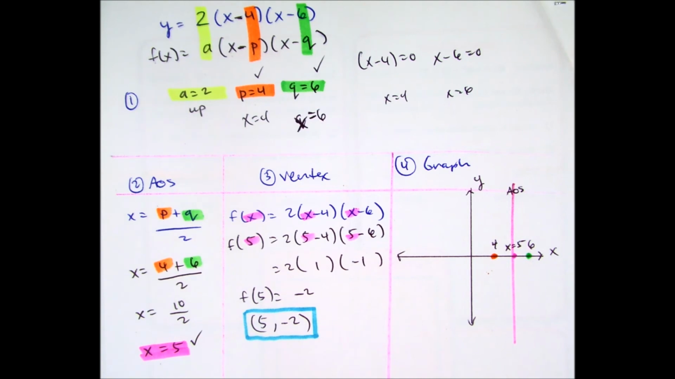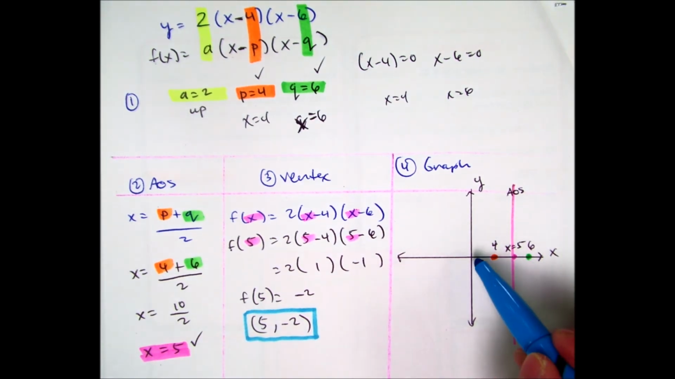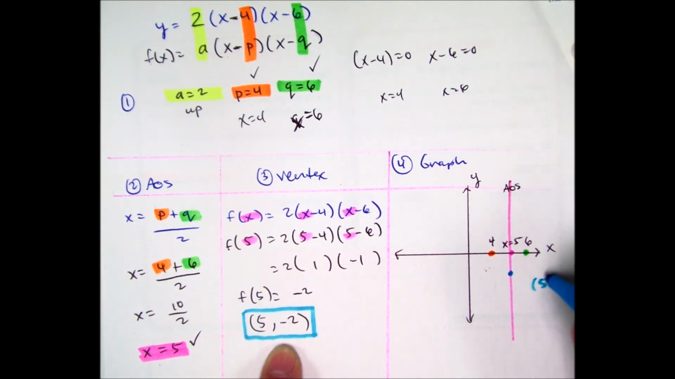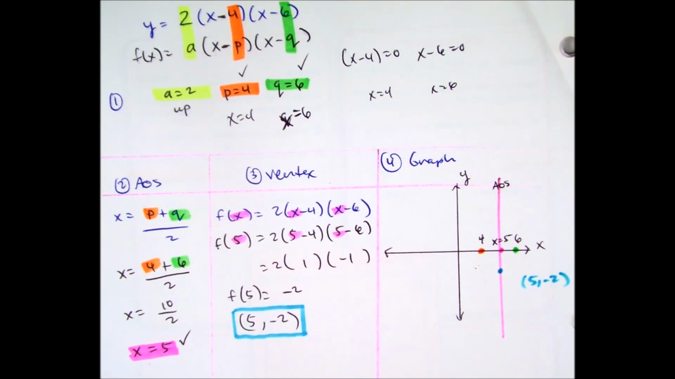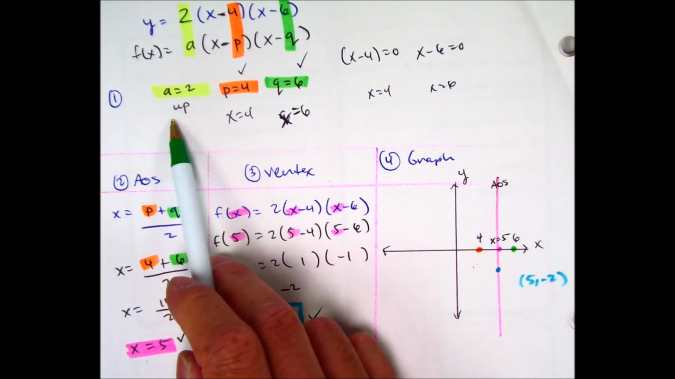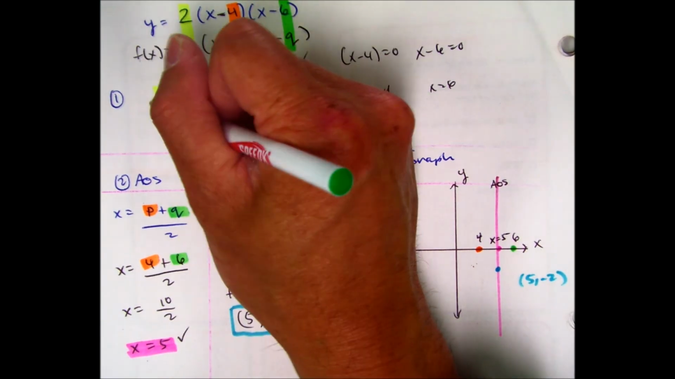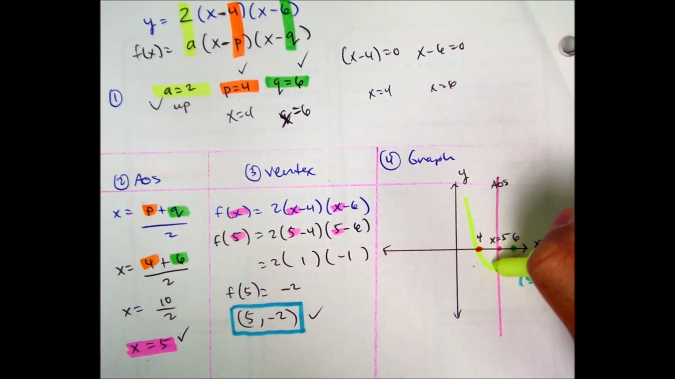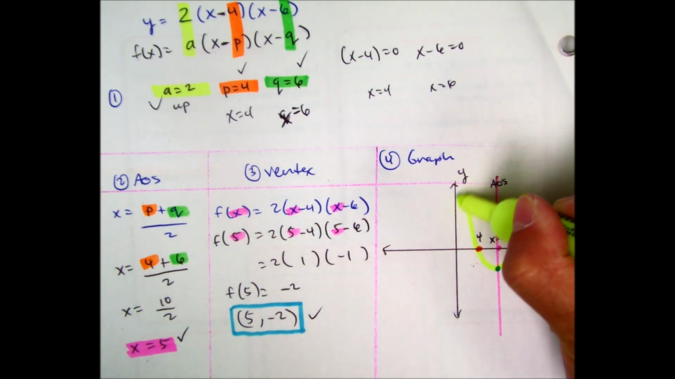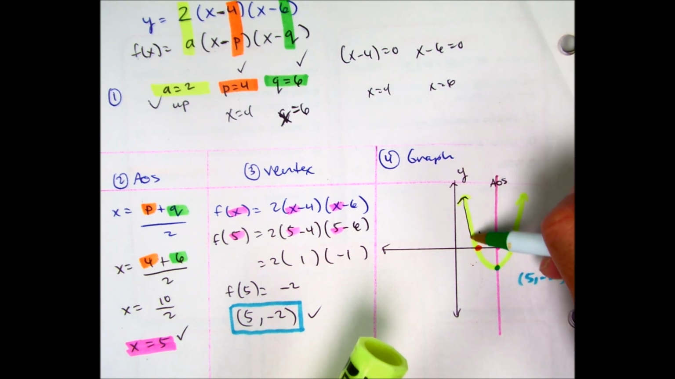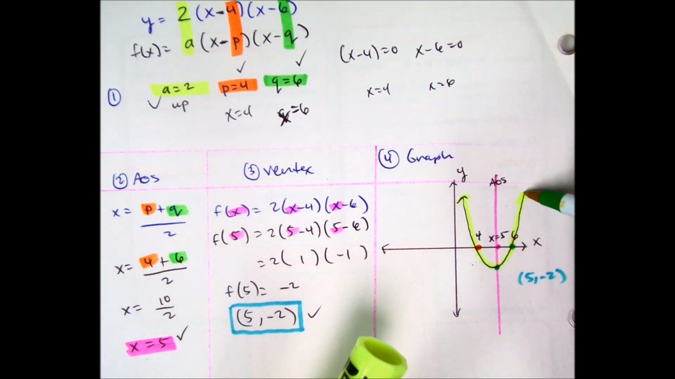All I have to do now is graph (5, negative 2). My vertex is always on my axis of symmetry. 5, negative 2 means go down. And lastly, I just have to graph it going up. So there is a graph of my parabola in factored or intercept form.